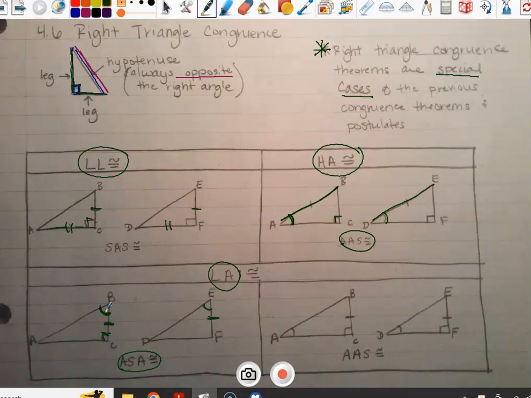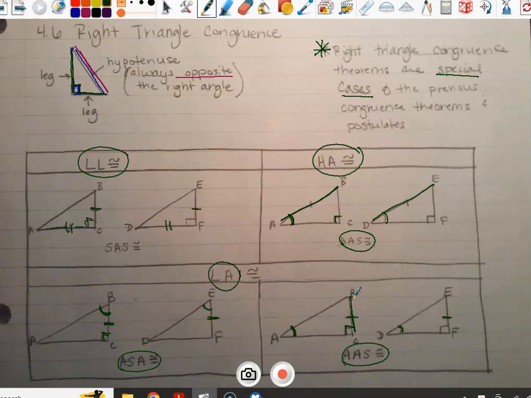Okay, then with the other leg angle, we can have a leg congruent and the opposite angle congruent. And this is an example of angle angle side congruence, because we have an angle, the right angle, and a side that are all congruent. So it's a special case of angle angle side.